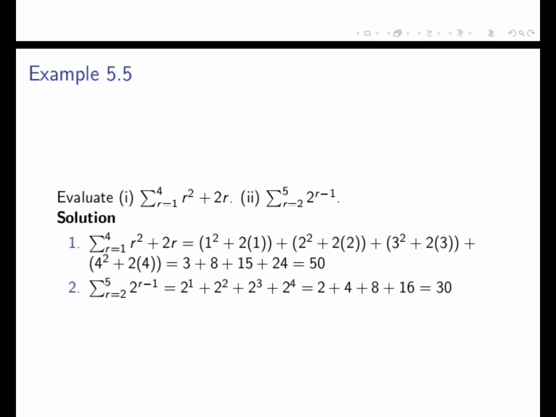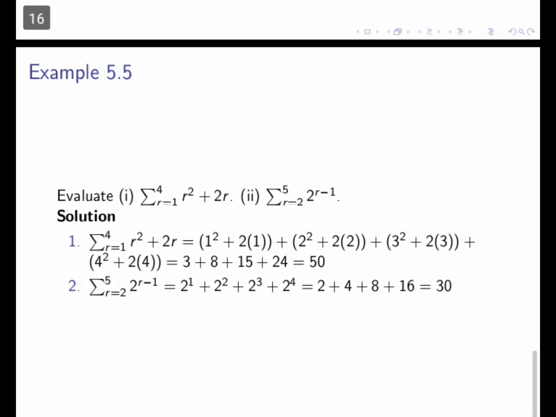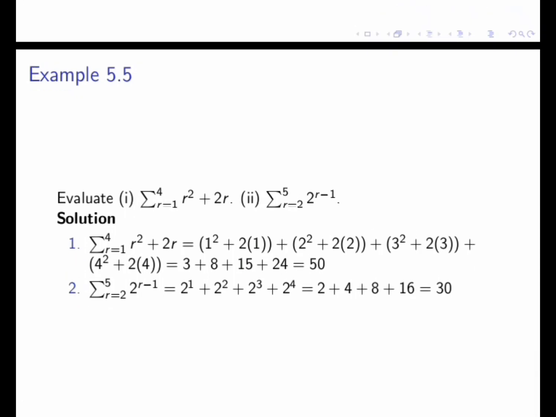And the second one, 2 raised to power r minus 1, where r ranges from 2 to 5. You can see clearly now that in this second one, r starts from 2 and ends at 5. So we start from 2 raised to power r minus 1. When r is 2, r minus 1 means 2 minus 1, that's 1. The second one, r is 3, that's 2 raised to power 3 minus 1. 3 minus 1 is 2, and so on. By simplification, we have our answer to be 30. So that's that for all the examples.